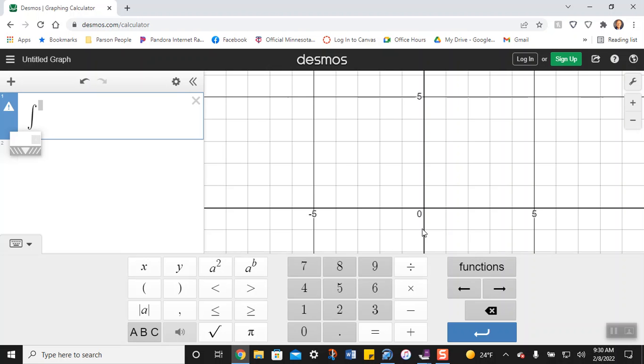What's our lower limit, kids? 3 or 1. Is it 1? What's the upper limit? 3. Okay, here comes the function. Was it 3x squared? Yep. Okay. I'm going to show you how this works.